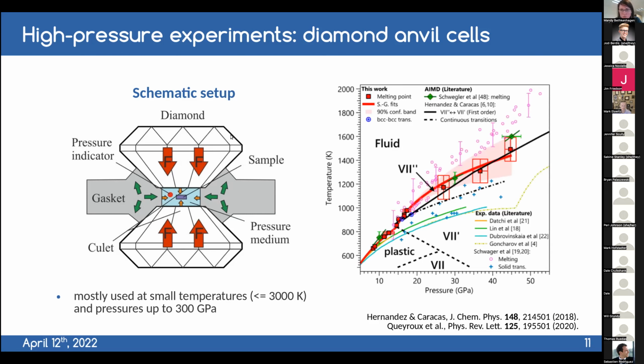And what usually works very nicely for these kind of experiments, you get the phase diagrams to a pretty high accuracy. For example, here in red, I'm showing the experimental melting curve, which agrees very nicely for water here with the black calculated ab initio simulation. So usually these experiments are very accurate, but typically they can only be done up to about 300 gigapascals.